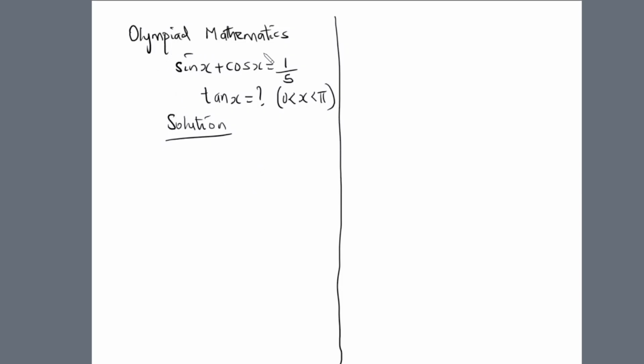Today we are looking at this Olympiad Mathematics question. It says sin x plus cos x is equal to 1 over 5. What's the value of tan x within these limits, 0 and pi?